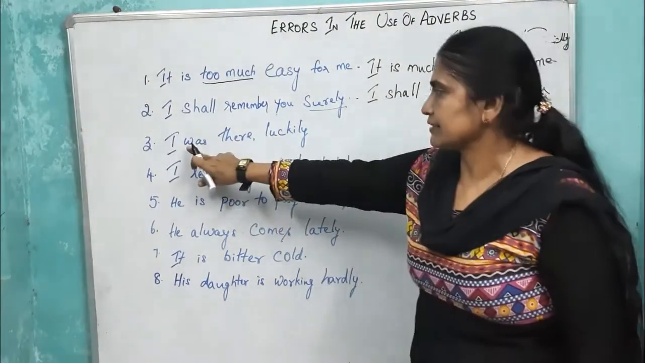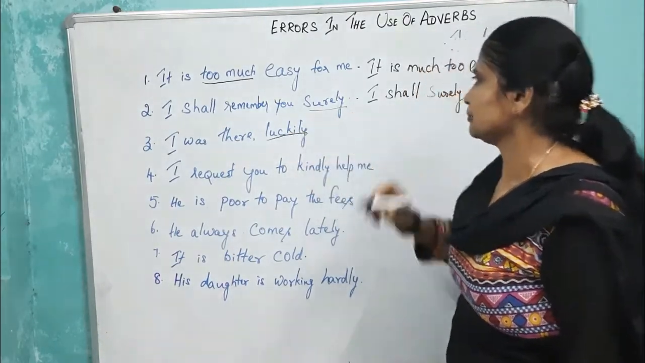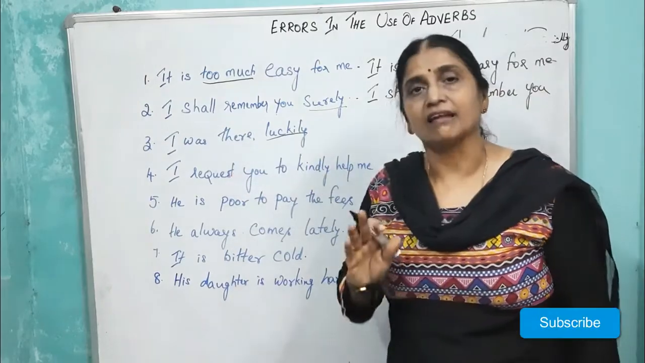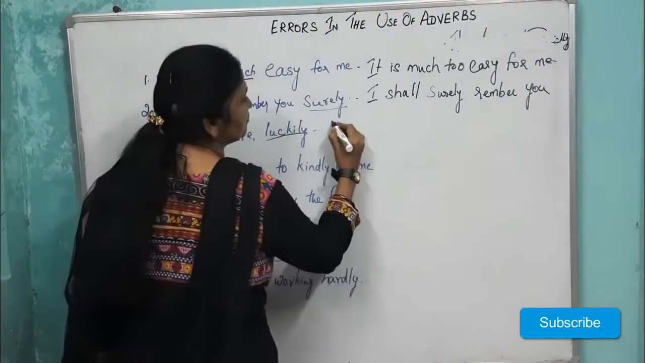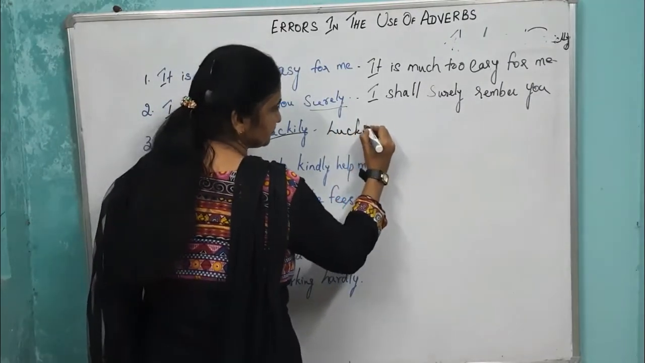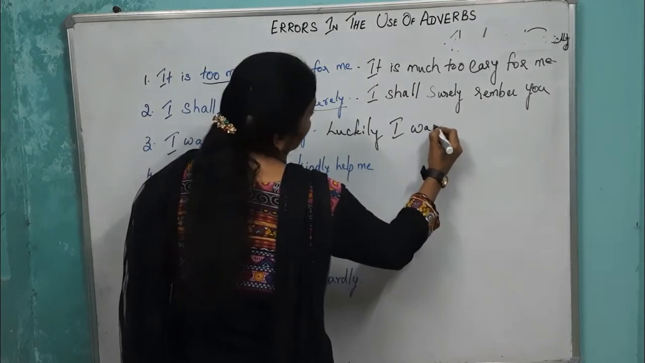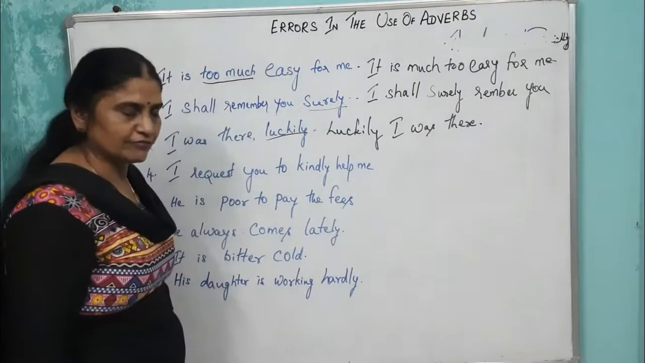Now look at this sentence. I was there luckily. This is the adverb here. So how are you going to do this? Luckily, I was there. Luckily, I was there. This is how you have to use it.